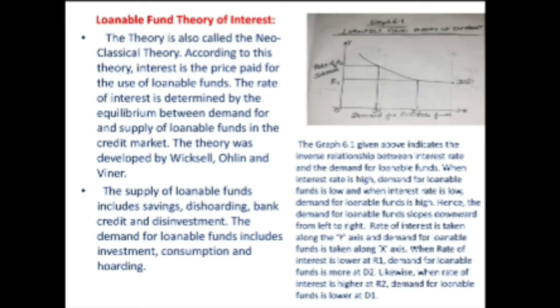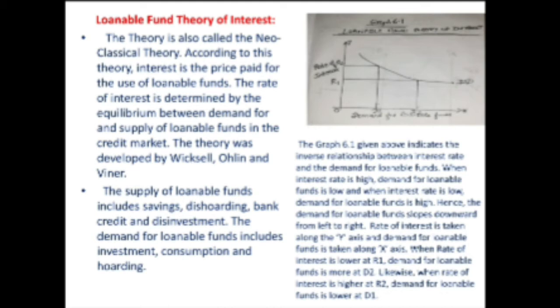According to this theory, interest is the price paid for the use of loanable funds. The rate of interest is determined by the equilibrium between demand for and supply of loanable funds in the credit market. The theory of loanable funds was developed by Wicksell, Ohlin, and Viner. The supply of loanable funds includes savings, dishoarding, bank credit, and disinvestment. The demand for loanable funds includes investment, consumption, and hoarding.